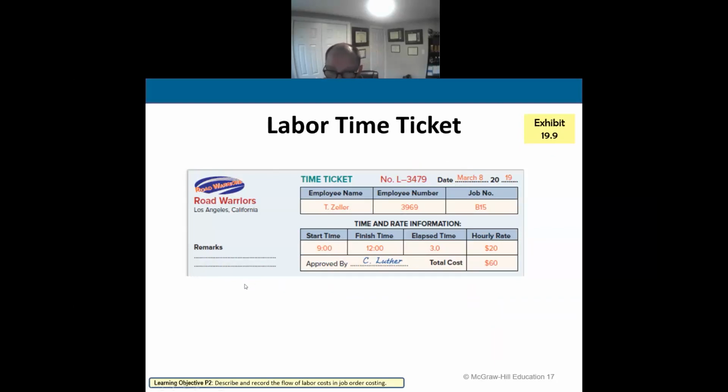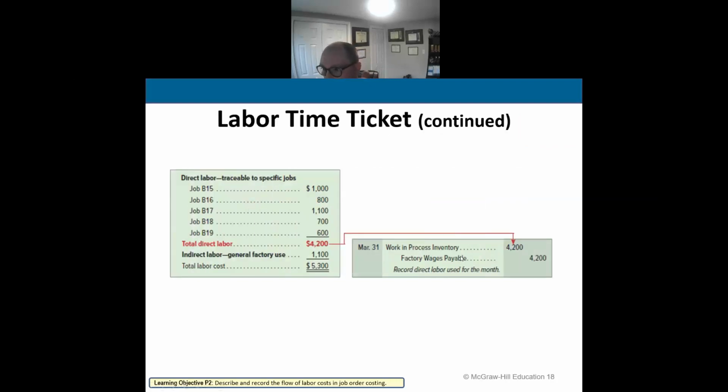Here's an example of a time ticket. Got the name of the employee's number, the job that they're working on, time they punched in, time they punched out for that job, times their hourly rate. Number of hours worked on the job times the hourly rate equals the total labor for that employee for that job. And I add up all my employees that are working on each job to get total direct labor hours. So I have an employee working on job 15, 16, 17, 18, and 19. I add up all those labor hours for all those jobs to get my total direct labor hours.